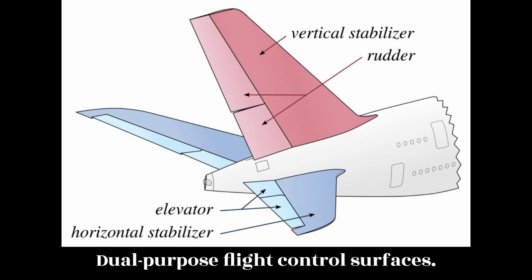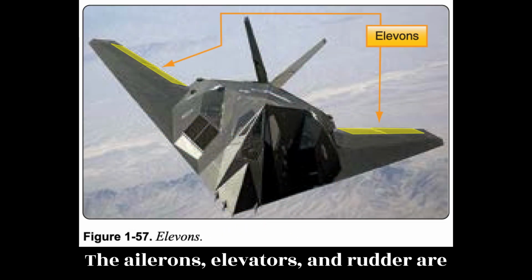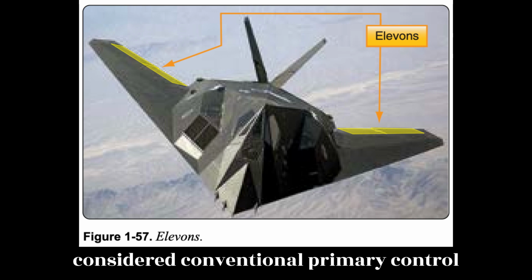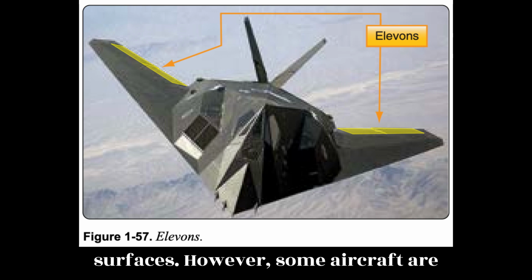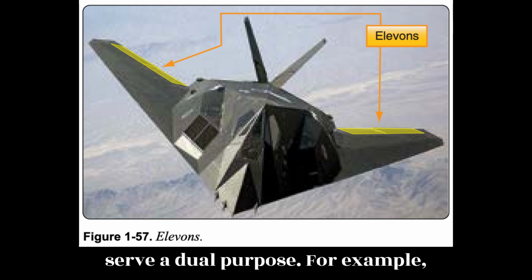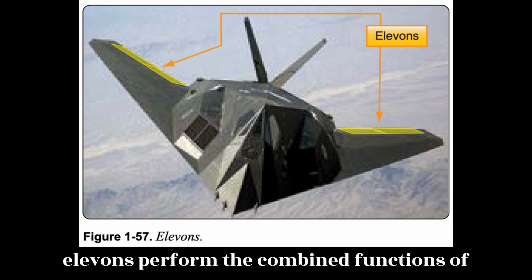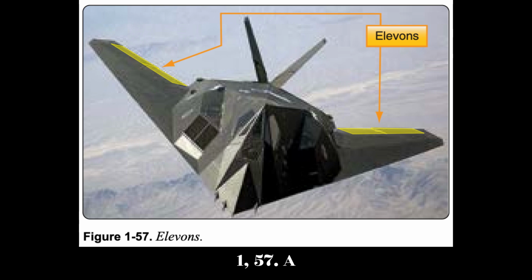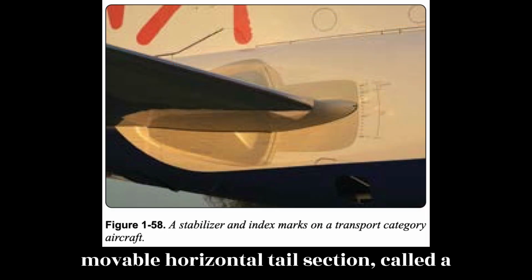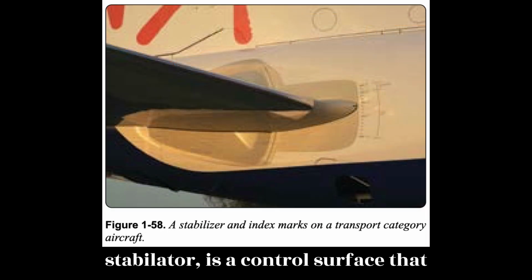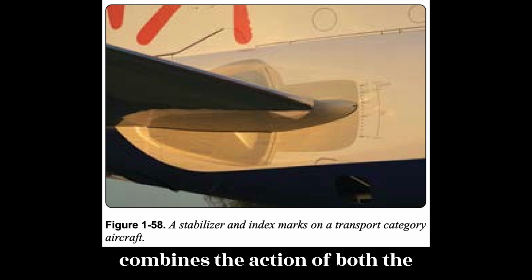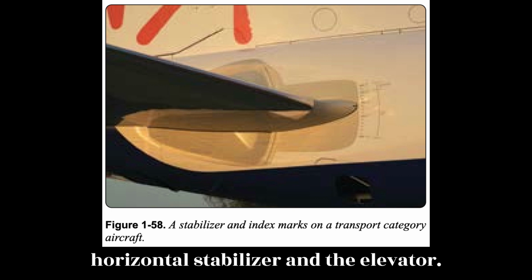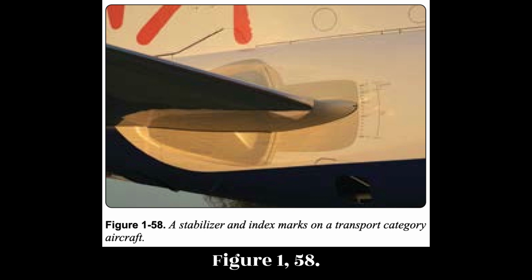Dual-purpose flight control surfaces. The ailerons, elevators, and rudder are considered conventional primary control surfaces. However, some aircraft are designed with a control surface that may serve a dual purpose. For example, elevons perform the combined functions of the ailerons and the elevator. Figure 157. A movable horizontal tail section, called a stabilator, is a control surface that combines the action of both the horizontal stabilizer and the elevator. Figure 158.